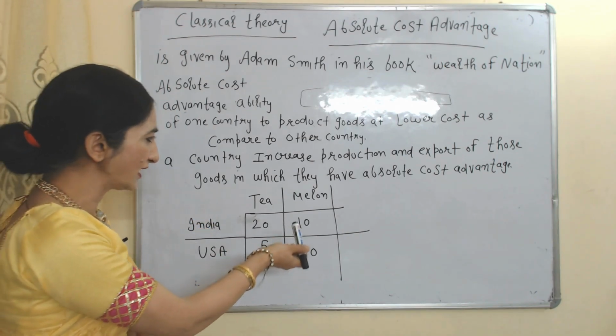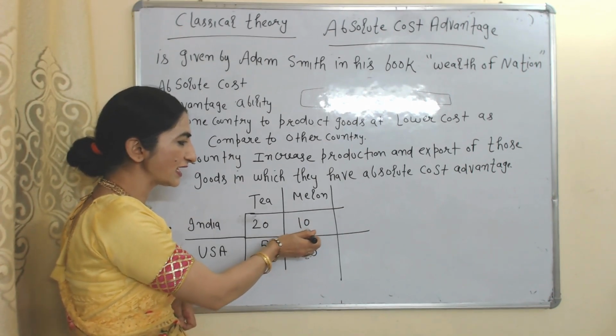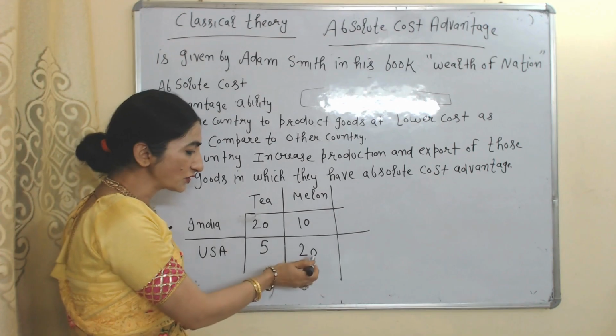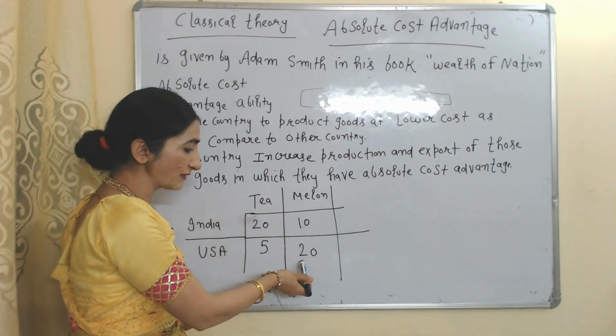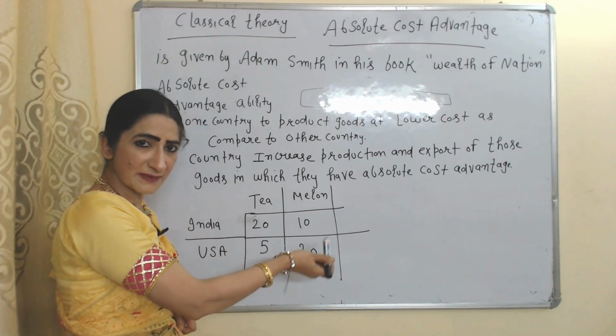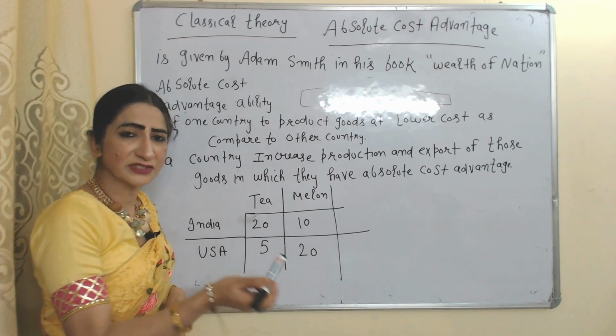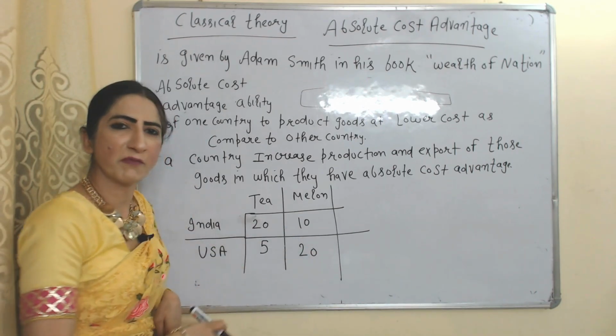On the other hand, here you can see with 8 hours of labor, India can produce 10 units of melon, but USA with the same 8 hours of labor can produce 20 units of melon. That means USA has absolute cost advantage in production of melon. That's why USA should increase production and export of melon.